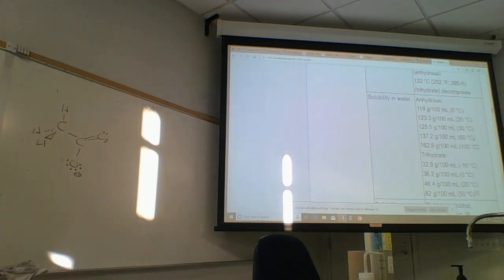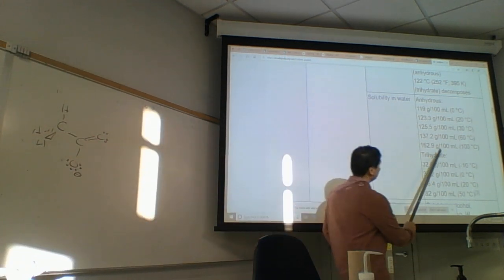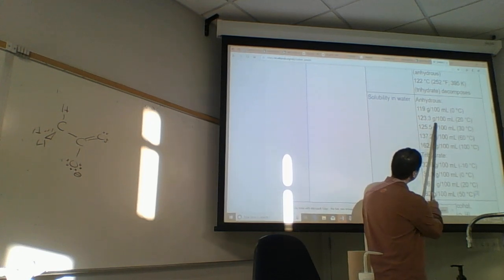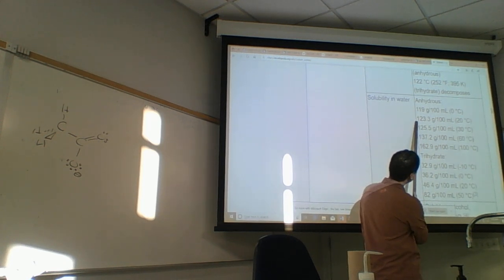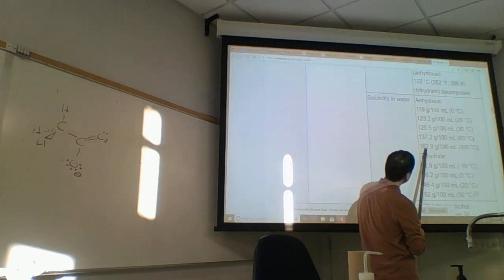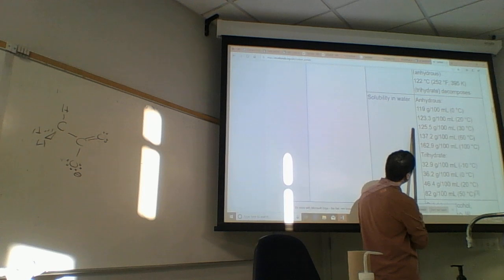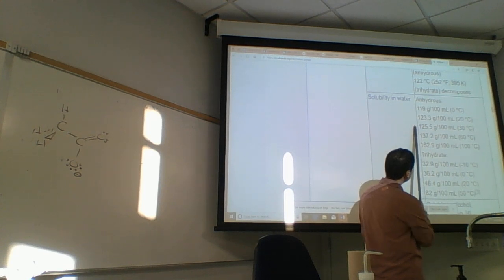So if we look at the solubility of sodium acetate, take a look at how this solubility changes with temperature. So for example, if you look at sodium acetate around 20 degrees C, it's 123 grams. But at 100 degrees, it'd be 162, 163 grams. So we can add another 40 grams of sodium acetate at a higher temperature. And so there's a significant difference.